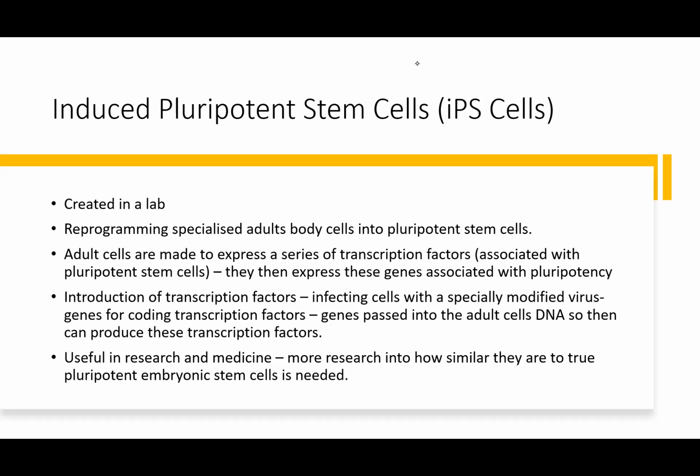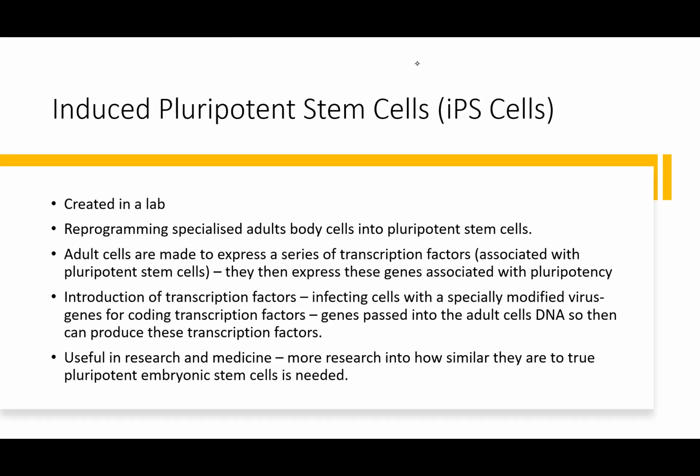One of the ways that these transcription factors can be introduced to the adult cells is by infecting them with a specially modified virus. The virus has the genes coding for the transcription factors within its DNA. When the virus infects the adult cell, these genes are passed into the adult cell's DNA, meaning that the cell is then able to produce the transcription factors. Other ways involve stressing them out with heat or electric shock. That's just one that you can have a bit of an idea about. You don't really need to know that in too much detail.